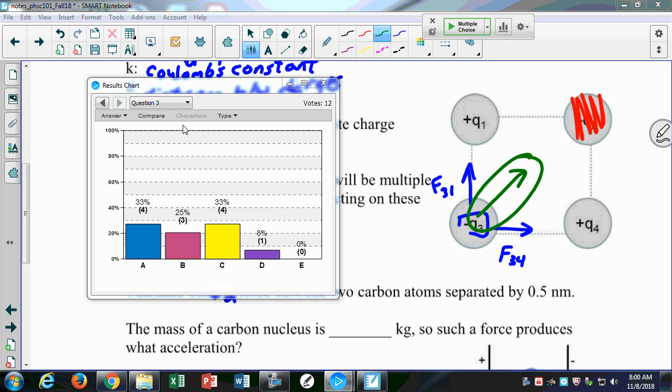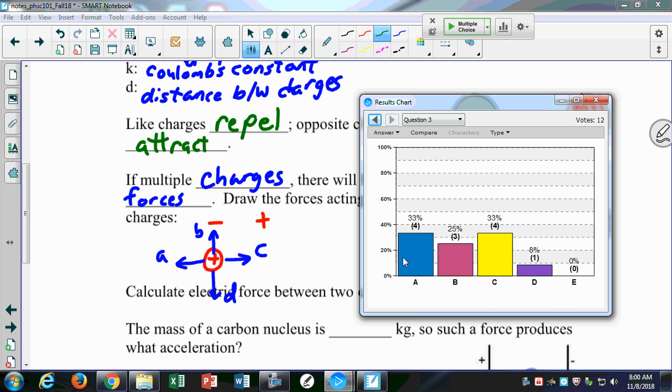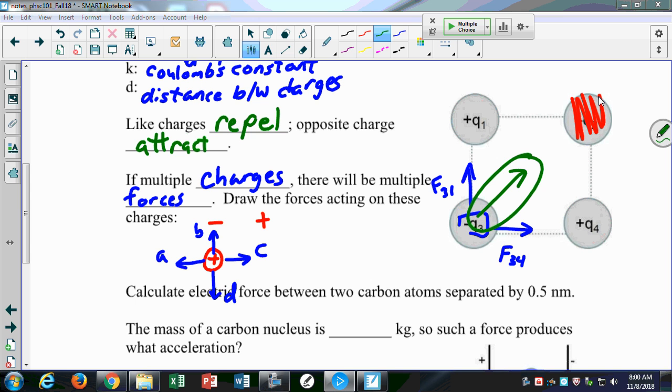All right, let's see here. Oh, goodness. Yeah, A is right. Let me show you here. The first thing you want to do is to draw your two vectors. I have a force vector here that's due to this particle, and then I have a force vector here. Then I know that the only possible net force it can be is A.